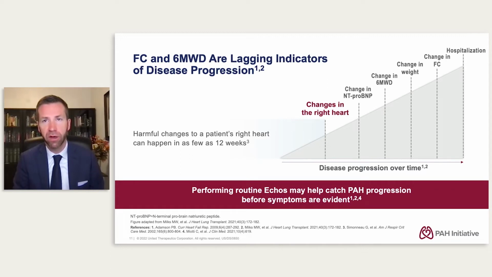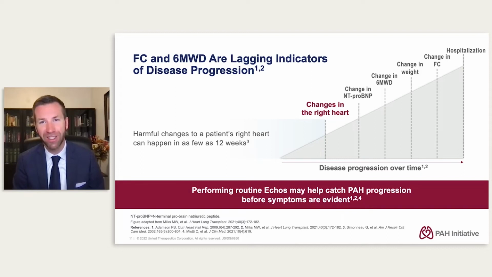The changes in the right heart are the first thing that will occur, and we don't necessarily have good ways of evaluating that other than echocardiogram. Even these changes in the right heart will precede changes in end-terminal pro-BNP. A lot of us depend on end-terminal pro-BNP in clinic, following patients longitudinally. Then you'll get a change in 6-minute walk, then you'll get a change in weight, then you'll get a change in functional class, and then you'll get hospitalization.